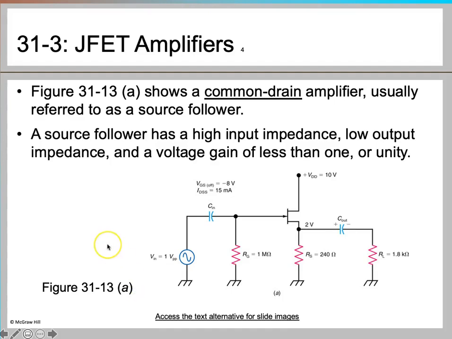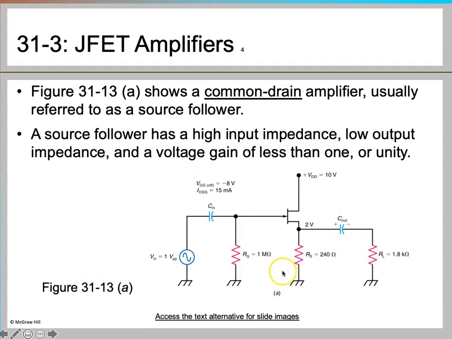Now let's move on to the next type of amplifier, which is your common drain amplifier. This type of amplifier is usually referred to as a source follower. I hope you remember in the BJT we had the emitter follower, and similar to that, this is a source follower amplifier. A source follower has a high input impedance, low output impedance, and a voltage gain of less than 1, or unity.